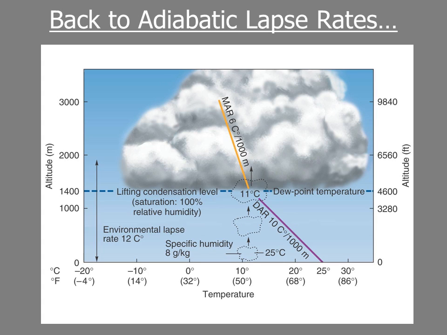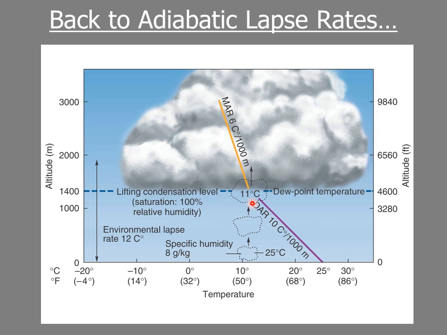Because then we have to account for the moist adiabatic lapse rate. We have DAR, the dry adiabatic lapse rate, but then we also have the moist adiabatic lapse rate. And so this is what's neat. As an air mass lifts off the surface, it's going to cool at 10 degrees Celsius for every 1,000 meters. Okay, but then once you hit the dew point temperature, something switches. So the air is lifting, right? If it's lifting, it's a low pressure.